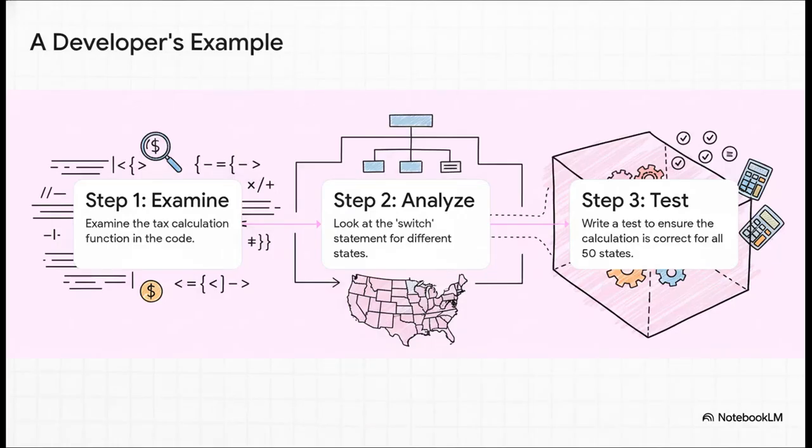So here's how this plays out in the real world. A developer writes a function to calculate sales tax, but the tax rate is different for all 50 states. A white box test isn't just checking one state. It's writing more code that automatically checks the calculation for California, then Texas, then Florida, and so on for all 50 states to make sure every single one is correct.